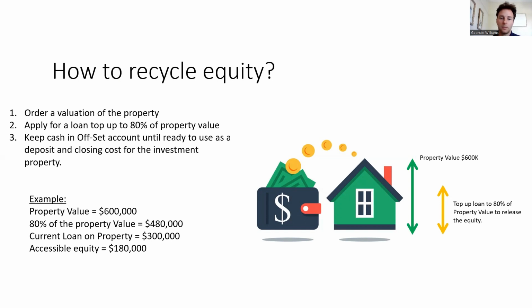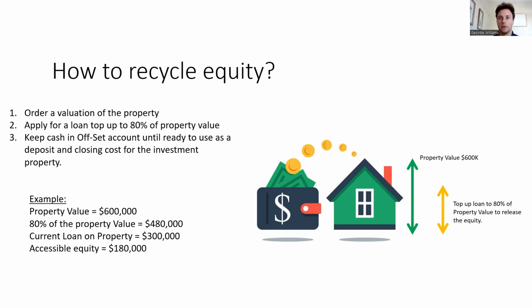So most banks typically lend up to 80% of the property's value without lender's mortgage insurance. So if you were to refinance that loan, you could borrow up to $480,000 of that $600,000 property. Therefore, it would provide you accessible equity of $180,000 that you could cash out and then add that extra $180,000 to that loan.